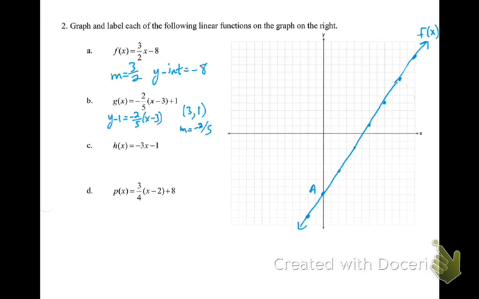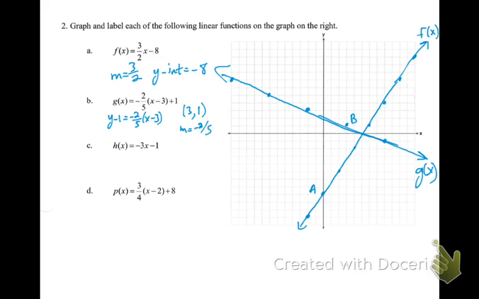So I'm going to start at positive 3, positive 1. I'm going to label that as B. And it has a slope of negative 2 over 5, so negative 2 to the right 5. Going down, I can't plot that one anymore, so let's go to the left of it. Up 2 to the left 5, up 2 to the left 5, up 2 to the left 5. Okay, I have all my points. I just got to draw my line. And I'm going to label that as g of x, because that's what that one is called.